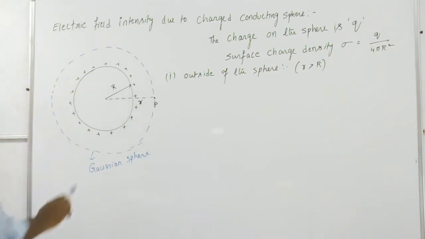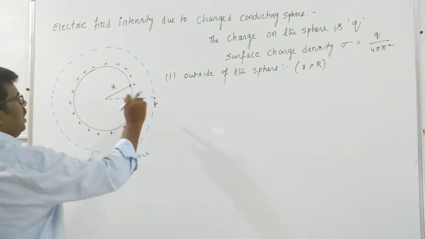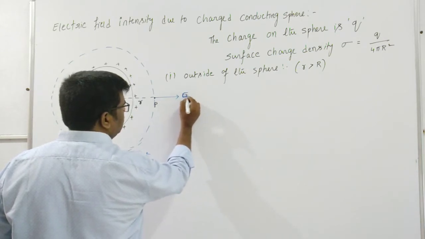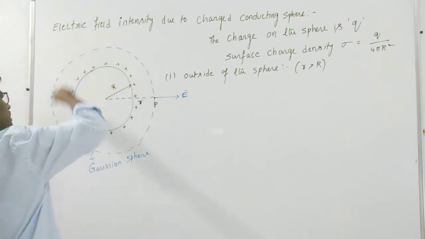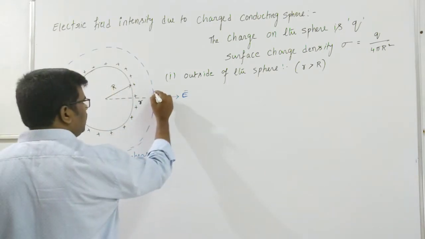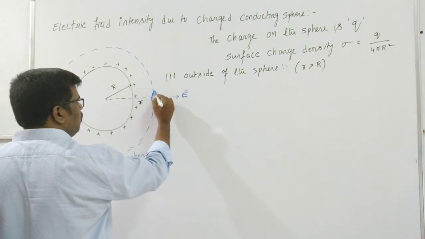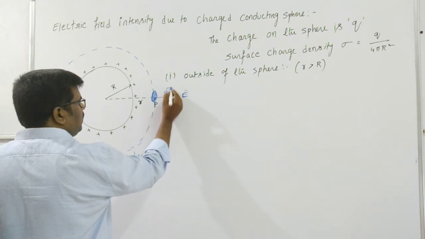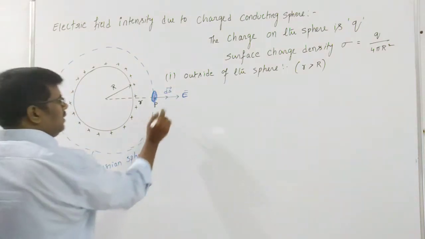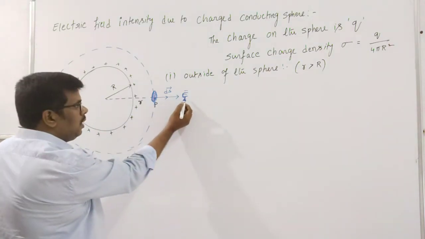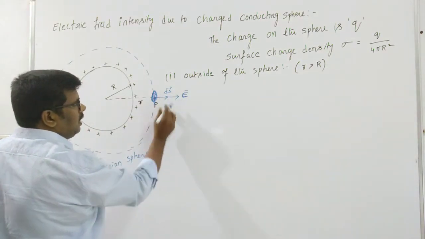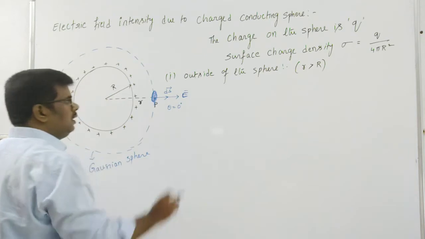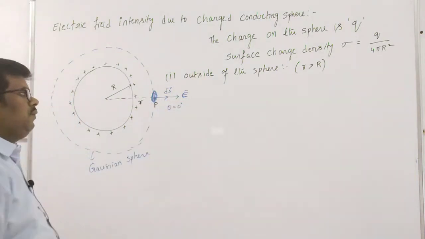Now we know the electric field intensity is radially outwards in all the directions. Here the electric field intensity is E, which is radially outwards. On this Gaussian surface, if you imagine a small surface, we take it as the surface area ds bar. This is radially outwards. So electric field intensity E bar as well as the area vector ds bar are both along the same direction. Then theta equal to 0 between electric field intensity and area vector.